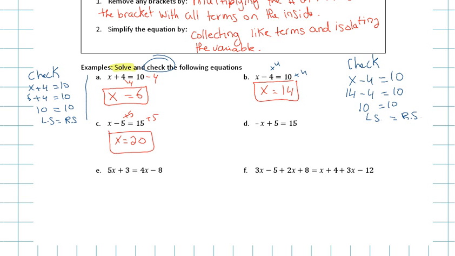x minus 5 equals 5. What do I replace x with? 20. So 20 take away 5 is 15. So 15 equals 15. That means left side equals right side. Sometimes it happens.